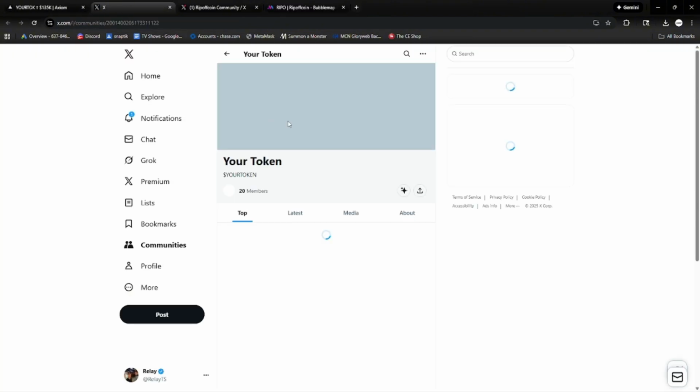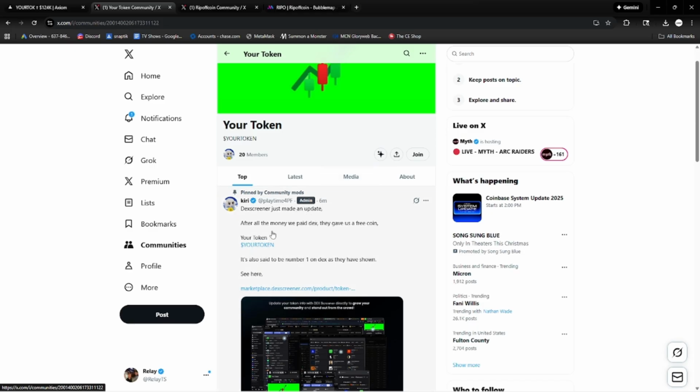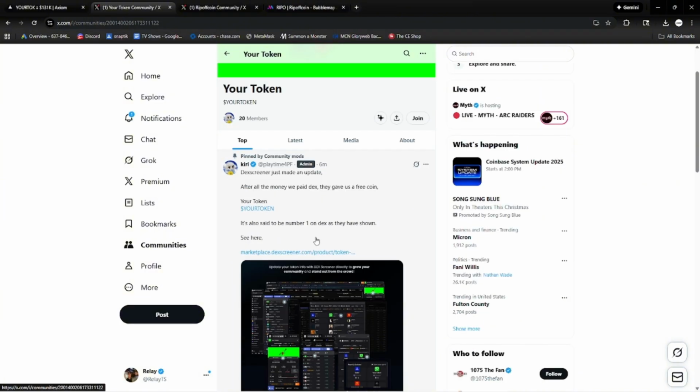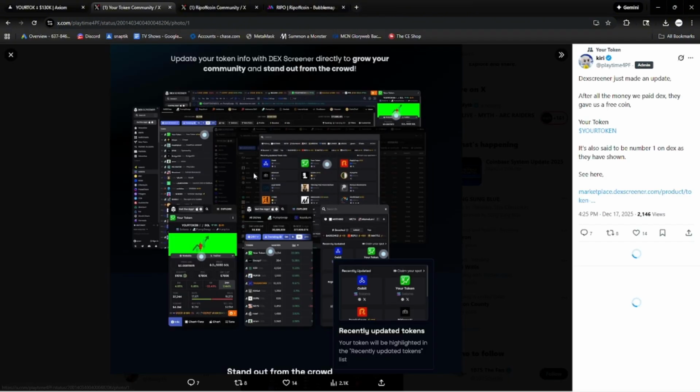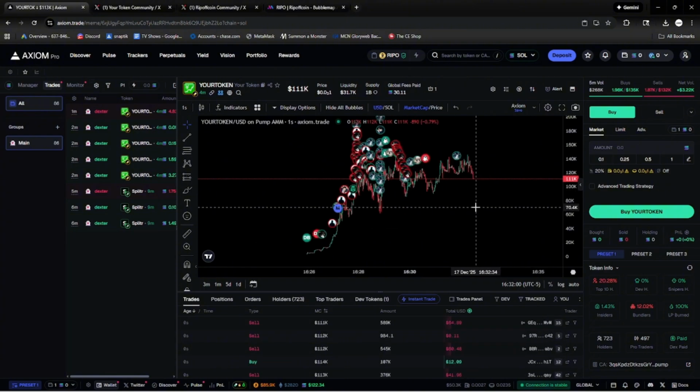This one's called Your Token. Okay, what is the narrative on Your Token? Dex Screener just made an update. After all the money we paid Dex, they gave us a free coin, Your Token. It also said to be number one on Dex, as they have shown. Interesting. So Dex Screener made their own coin, is what I'm hearing here. Update Your Token info with Dex Screener directly to grow your community and stand out from the crowd. Okay. Wow. Okay, so Dexscreener just used it as an example, and people are taking that narrative and running with it.